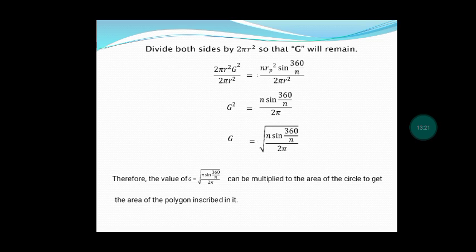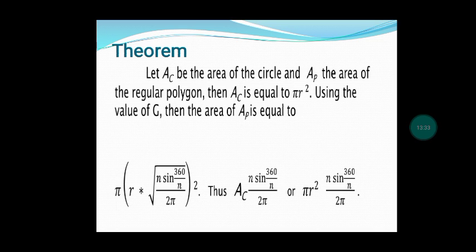So, since we now have an equation that can be multiplied to the area of the circle to get the area of the polygon inscribed, and it's an inscribed regular polygon, we have a theorem. The theorem is for solving the common area of both shapes. So this is the formula we use. Let AC be the area of the circle and AP the area of the regular polygon.